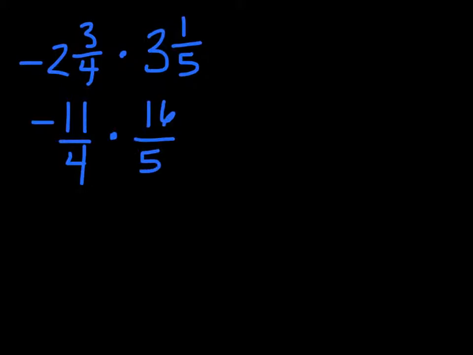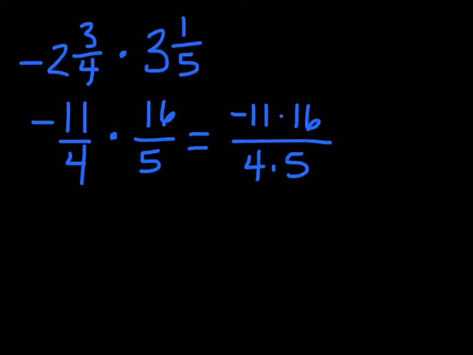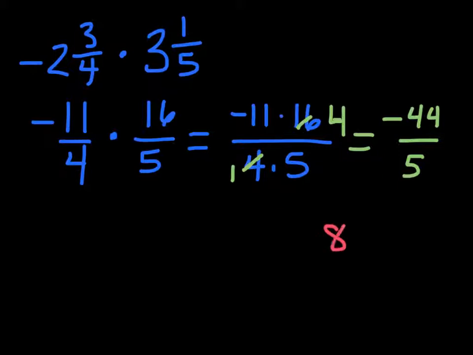Multiply across. -11 times 16 over 4 times 5. We can cross-reduce. 4 becomes 1, 16 becomes 4. And now we can multiply to get -44 over 5. We need to convert this back into a mixed number. 5 goes into 44 8 times, with a remainder of 4, giving us 4/5. And don't forget that negative sign. So it's -8 and 4/5.